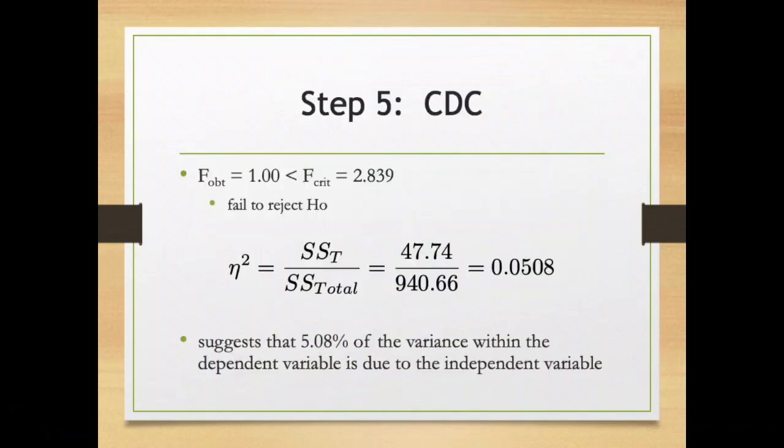An F ratio of 1.00 is just about as non-significant as you can get. Recall that our goal in testing the omnibus F ratio is to evaluate whether or not F is significantly larger than 1. Nonetheless, we went to the trouble of looking up a critical value of F. We might as well compare our observed value to it. Because F obtained is less than F critical, we should fail to reject the null hypothesis. Our eta square would be the sum of squares for the treatment divided by the sum of squares for the total. This value tells us that approximately 5.08% of the variance within the dependent variable is due to the independent variable.